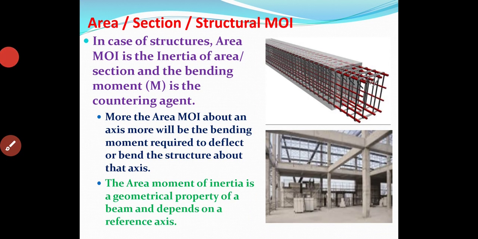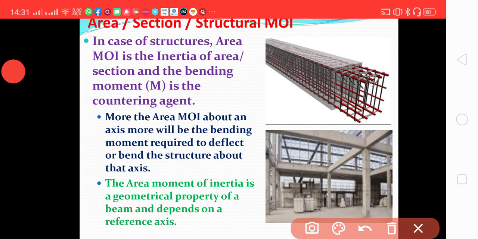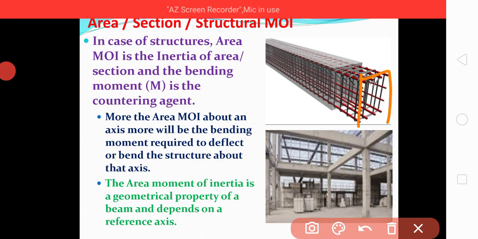Here, area or section or structural moment of inertia is very important for you civil engineers. This is a beam under construction. These are the iron rods being connected together by the rings. Where you can see that it has a cross section like this. This is the cross section.